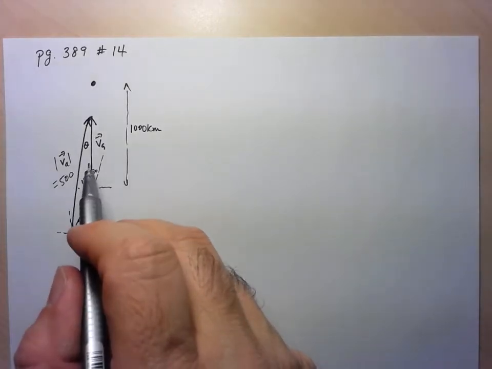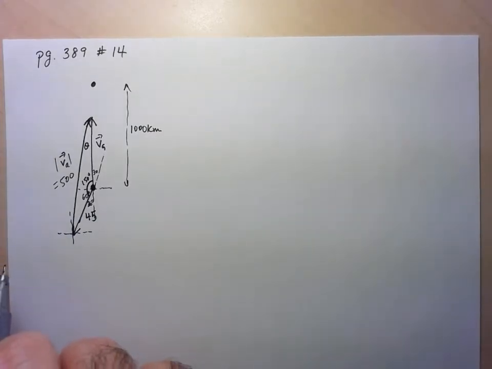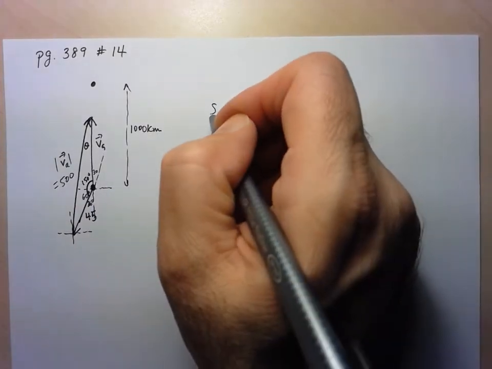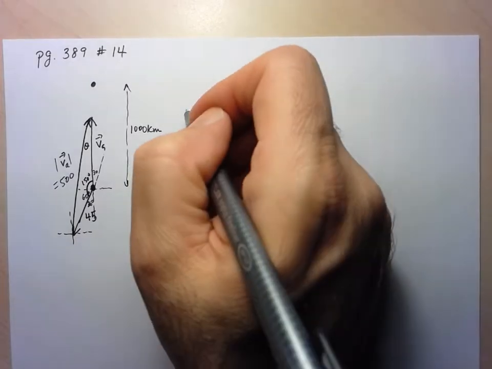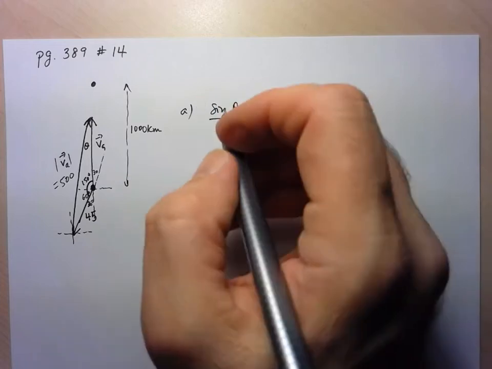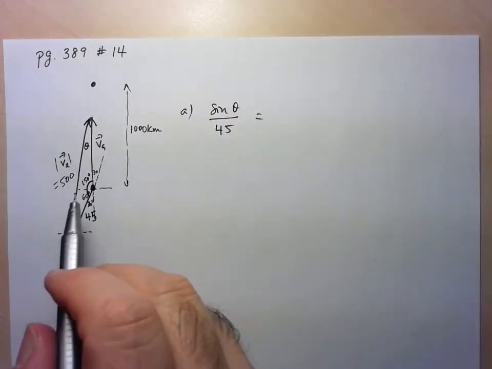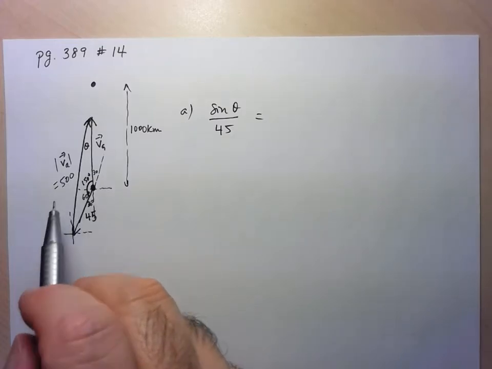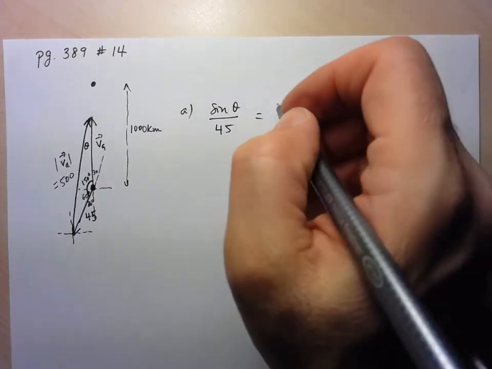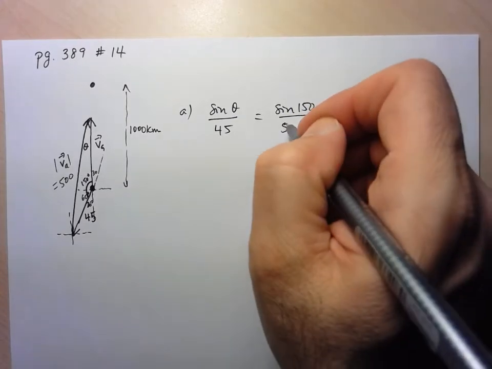Here I don't know the opposite side, so there's no way to determine that angle directly. Okay, so let's go ahead and do that. So we've got sine of theta, this is part A, over its opposite side, which is going to be the 45. And of course, in order to use sine law, I need an angle and its corresponding opposite side, which I have here. So that's equal to sine of 150 over 500.